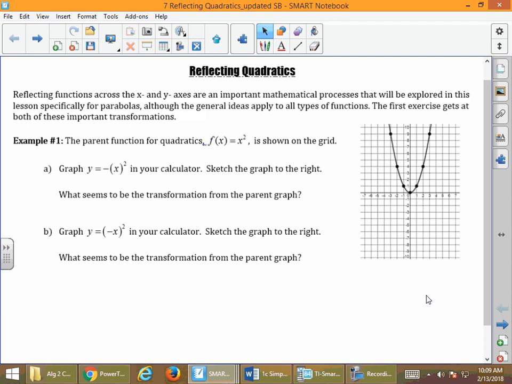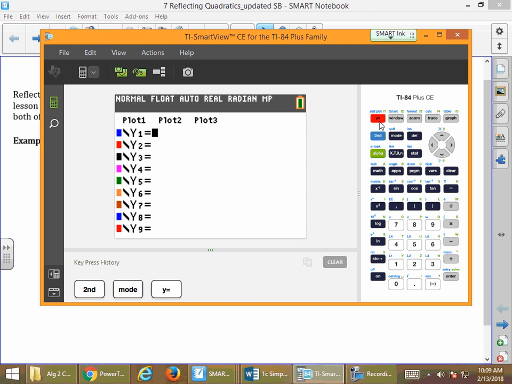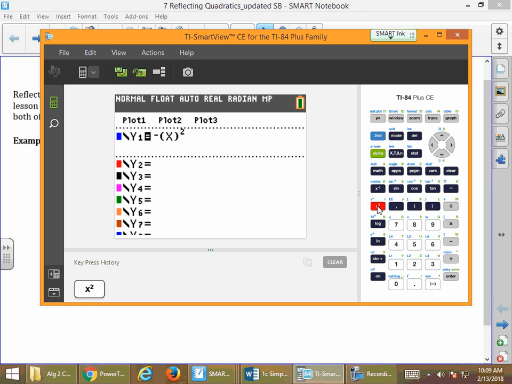But to illustrate one of the features, I need to use a different graph so that you can really see what's happening here. So we're going to start by graphing, and here again is our parent function, f of x equals x squared, shown on the grid. Well, what's going to happen if we put a negative in front of that function? So we go to our calculator, we go to y equals, and we type in negative, parentheses, x squared, and we look at the picture.